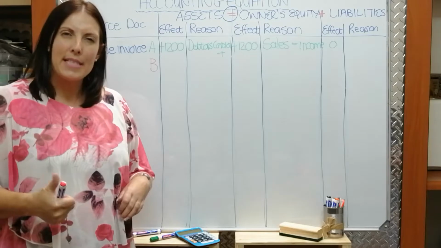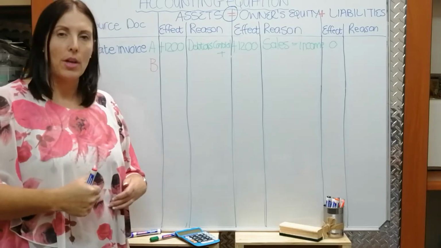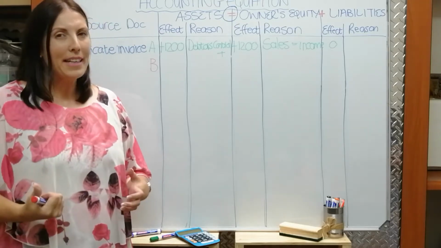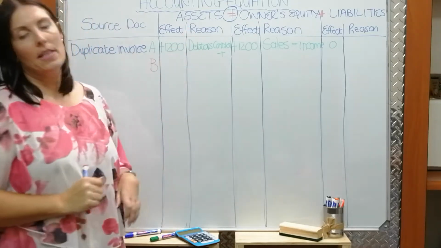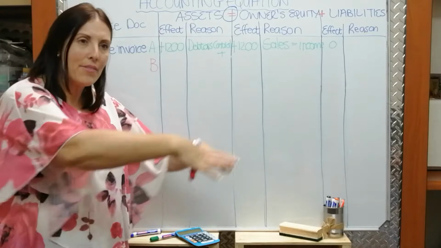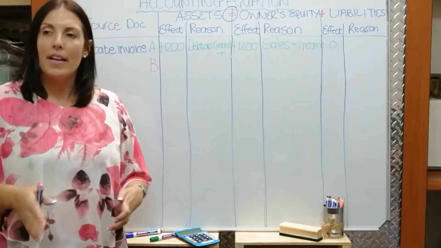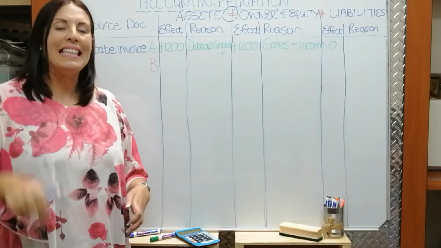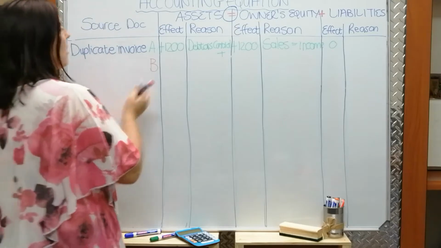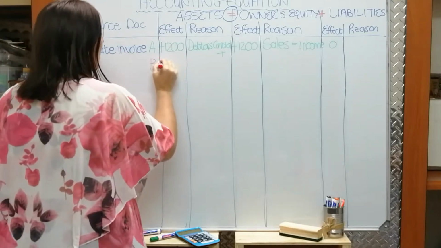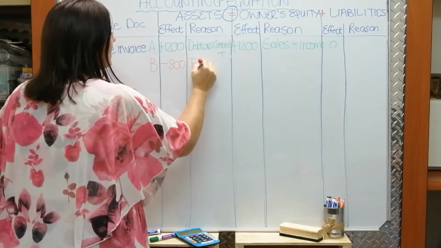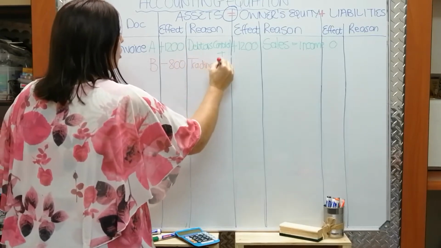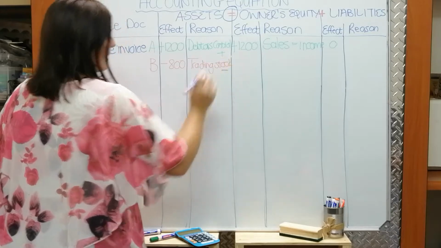Good. So what did we sell? We sold trading stock. Trading stock is what type of account? An asset. Right, so then I move to my asset element. What happens if I give the client the trading stock? The stock levels on my shelves decrease. So under assets, I'm working with the cost of sales amount. I write minus 800 and my reason is trading stock decreased.